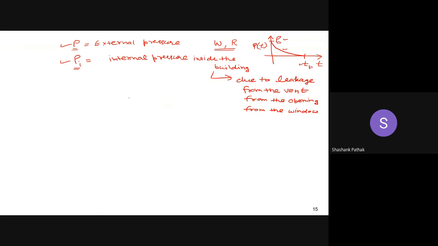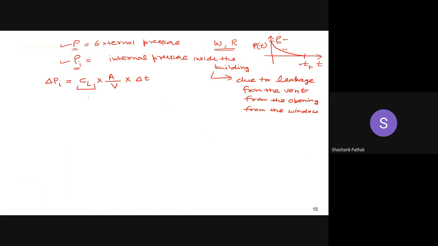So just now I told that this can be computed using the simple formula, if we know the change delta PI at different times. So this can be computed using CL, that is the leakage coefficient I explained, multiplied by area of the opening and volume of the building inside the room that we are interested to compute, multiplied by the delta t, the time step. I will explain, okay, don't worry.